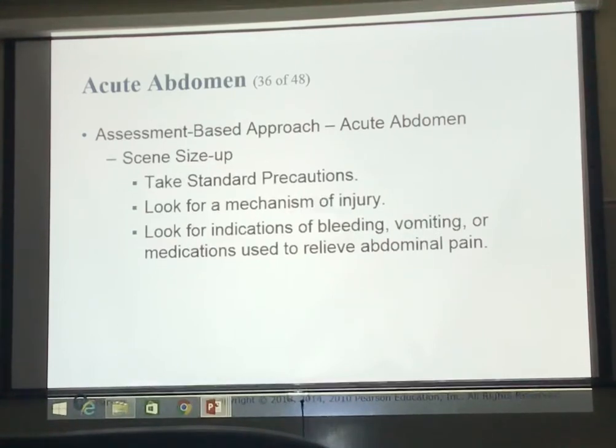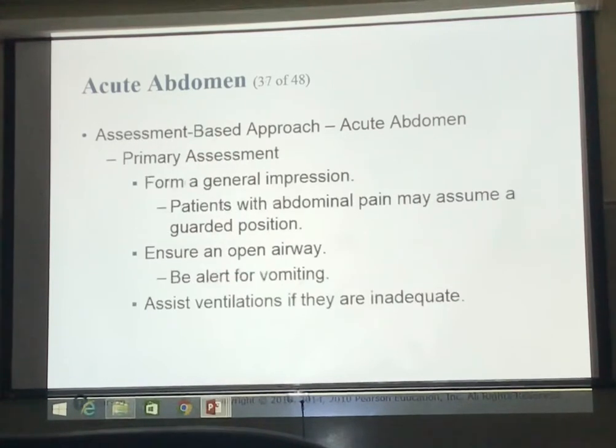Alright, scene size up. Take your standard BSI precautions. Look for any kind of mechanism of injury. Look for any indications of bleeding, vomiting, or medications used to relieve abdominal pain. A person with an acute abdomen generally appears ill and assumes a guarded position with their knees drawn up and their hands clenched over their abdomen. Alright? You'll be able to tell if somebody is sick or not sick. I don't care if you've ever laid eyes on them before. You can tell if somebody's hurting or they're not hurting.